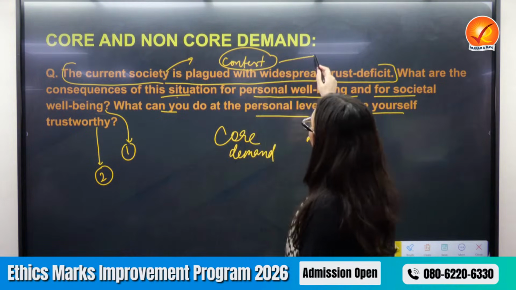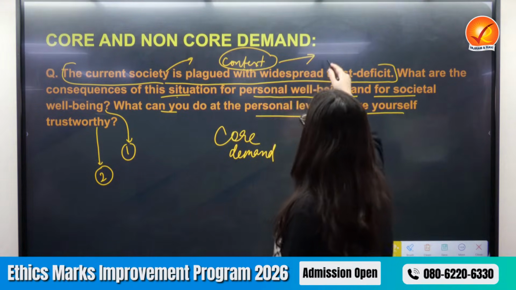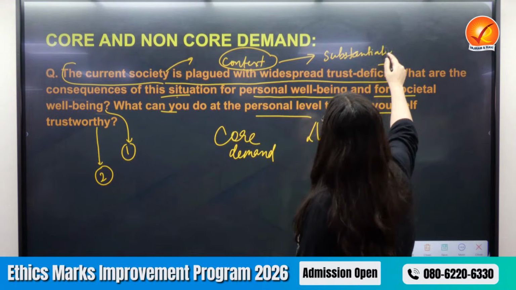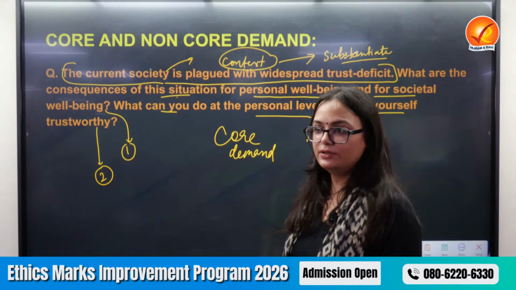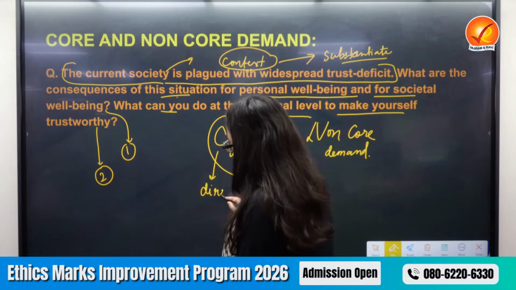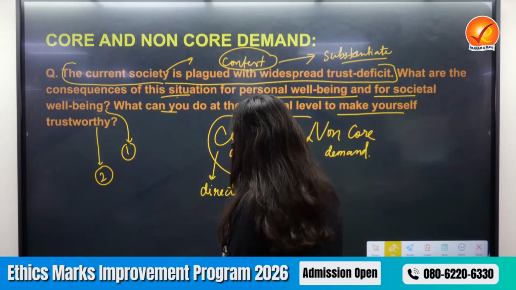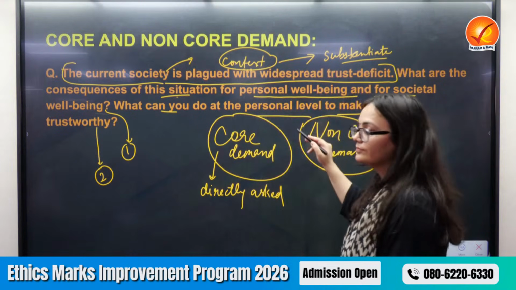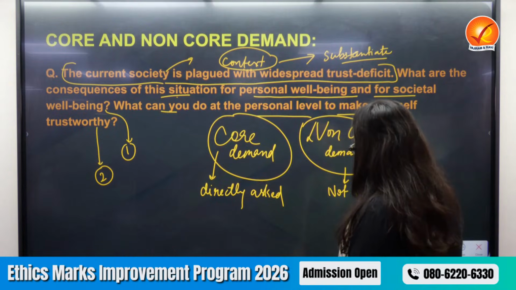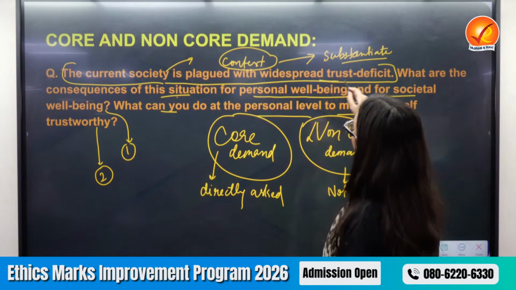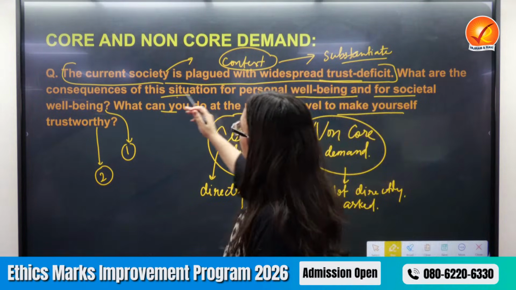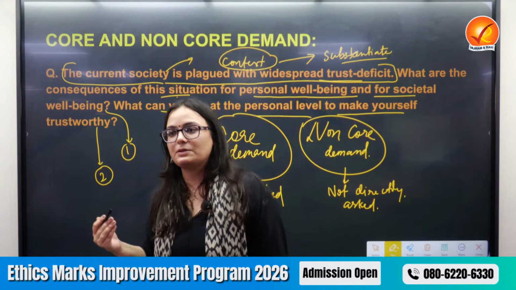But you also have to briefly substantiate what this demand of the question means. So core demand is what is directly asked of you in the question. What is the non-core demand? Something that is not directly asked. For example, this statement. But if you answer this statement, if you substantiate on this statement, what does it do? Think of it.